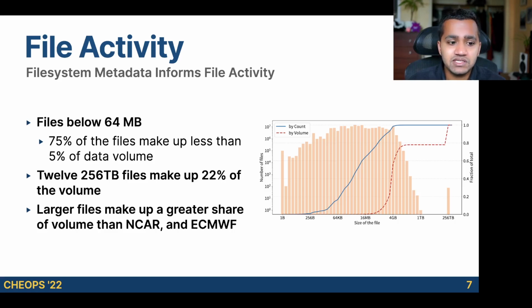In general, what we see is that larger files make up a greater share of the volume than NCAR or ECMWF, meaning that there are many large files that occupy large amounts of stored space in the CERN data. We believe this is due to the difference in nature of particulate and atmospheric data, and also the difference between the time periods of when these studies were done.